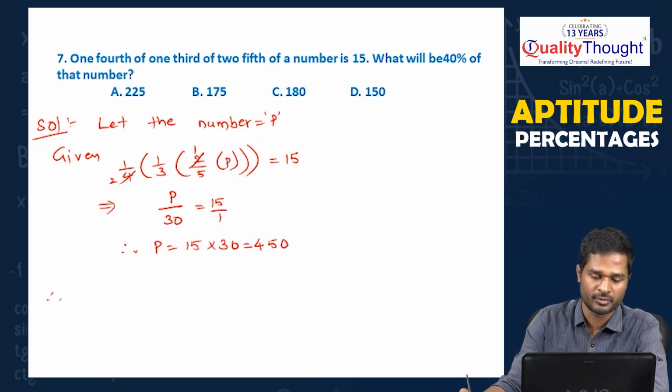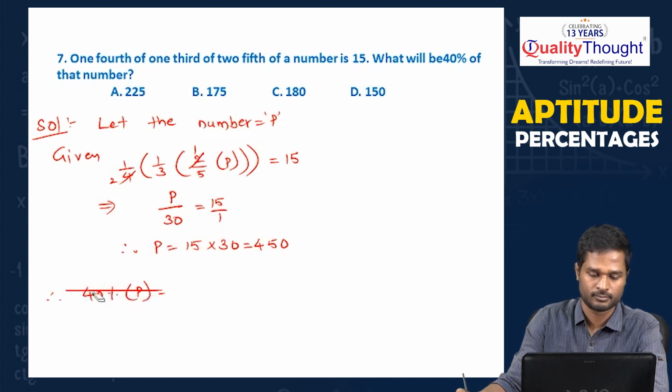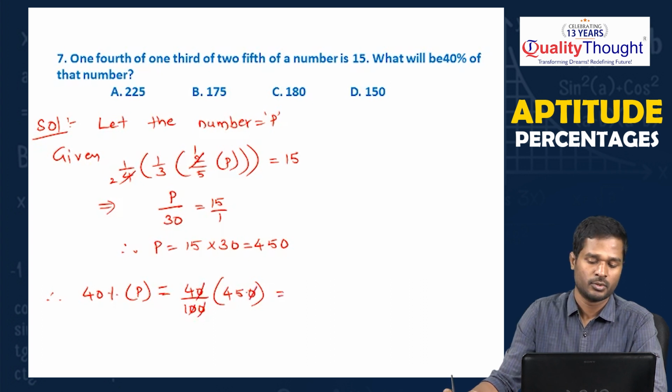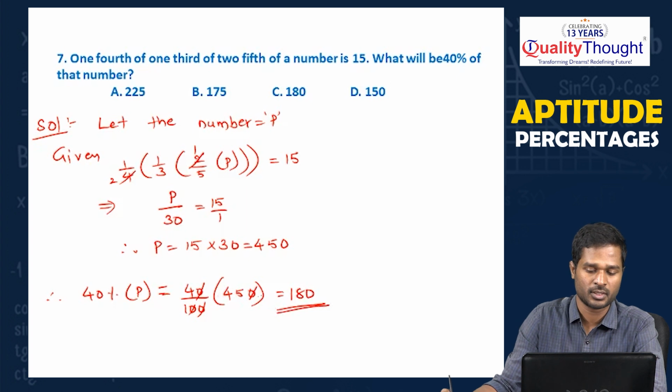Now what he is asking, therefore, 40 percentage of this number. So 40 percentage of p is how much? So 40 percent of p value, just now we got it, which is 450. So cancel 2 zeros. So 4 fives are 20, 4 fours are 16 plus 2, which is 180. Okay. So 45 fours are 180.